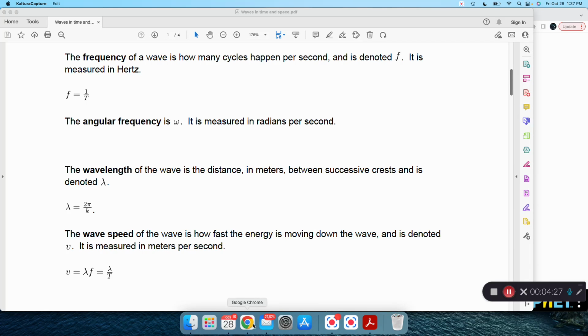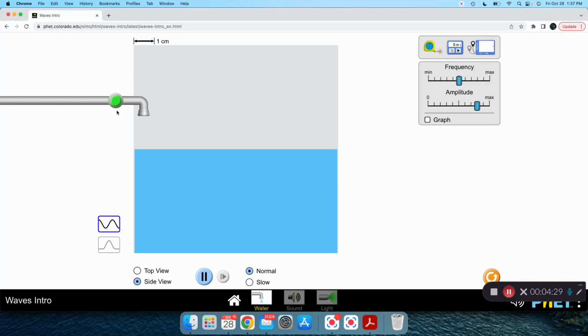Okay, let's look at an animation and this will become a lot clearer. So I'm going to turn on my faucet here and that's going to make waves. Notice that this wave is changing in both space and time. So if I were to pause it, so I've frozen time, I'm only looking at space, I've got some kind of sine wave.